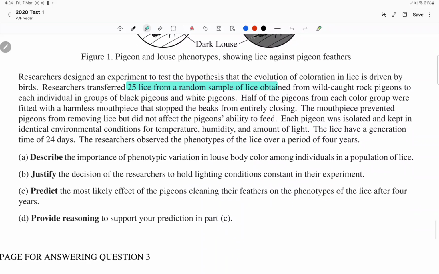Describe the importance of phenotypic variation in louse body coloration among individuals. What's the importance of phenotypic variation? Genetic variation, like the ratio of how many there are. I don't think that's the answer. No, probably not.